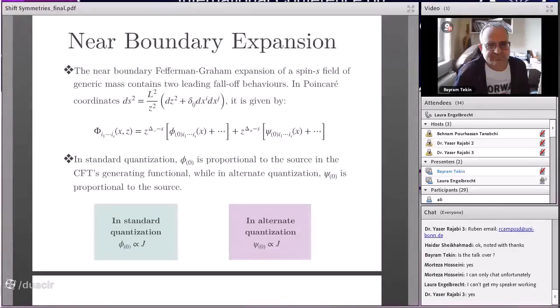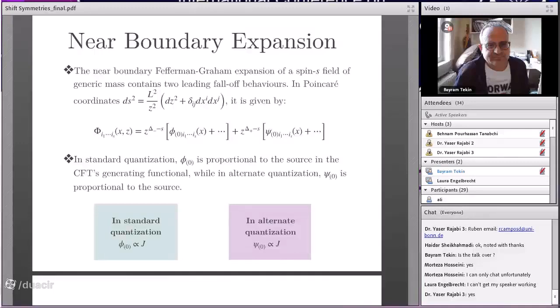You can start to see how the shift symmetry acts by considering the near boundary Fefferman-Graham expansion. If you consider this expansion for a given spin s field of generic mass, then it will have 2 leading fall-off behaviors, which in Poincare coordinates take the form shown here. There'll be a piece that goes like z to the delta minus s, and then a piece that goes like z to the delta plus minus s. The first piece we call phi 0, and the second piece we call psi 0.